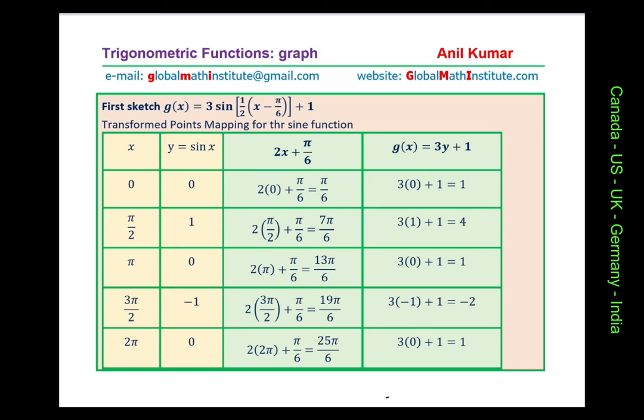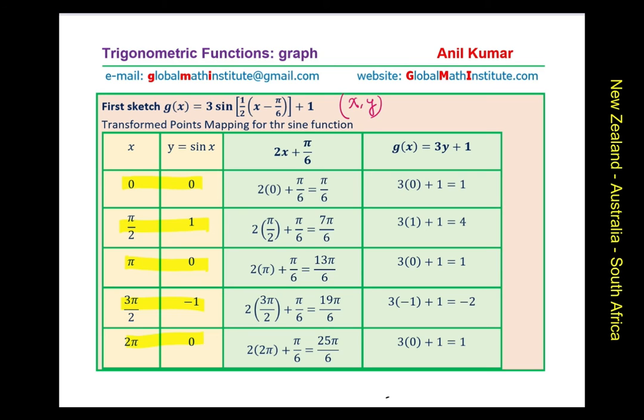So basically, we started with the x, y five key points of the sine function, which are given here. It starts with 0, goes to maximum 1, back to 0, minus 1, and to 0. The x values are 0, pi by 2, pi, 3 pi by 2, and 2 pi. One cycle of 2 pi.